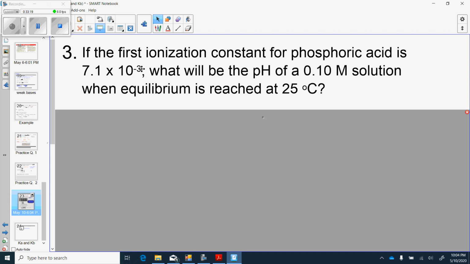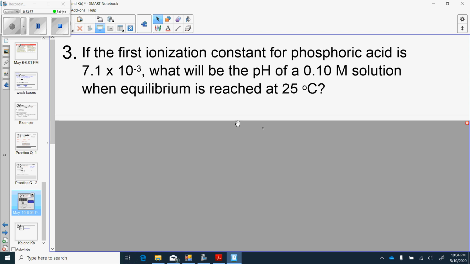We cannot use our approximation rule. It's not smaller than 10 to the negative 4. That's how you can tell we're going to use an ice table here. Our initial for our solution is 0.1, and we're wondering what's happening at equilibrium. We want to find the pH. How would we find the pH? We can't find that directly. So we're going to have to find something first and then find the pH. And you're right, we're going to find the H positive first and then the pH.